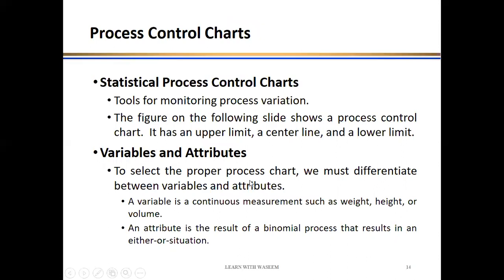Let's discuss first the variables and attributes. What are actually variables and what are attributes? Please listen to my words and please try to know the difference between the variable and attribute, which is presented on the screen as well. To select the proper process chart, we must differentiate between variables and attributes. As we already stated, a variable is a continuous measurement such as weight, height, or volume. So these are variables. What is an attribute? An attribute is an either-or situation. Example of an attribute is, for example, the motor is either starting or not starting. Or the lens is either scratched or not. So these are actually attributes.